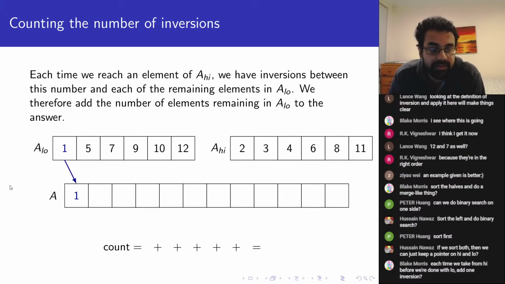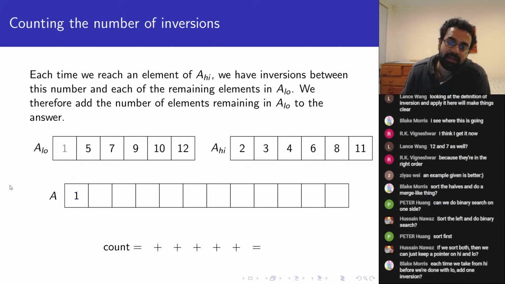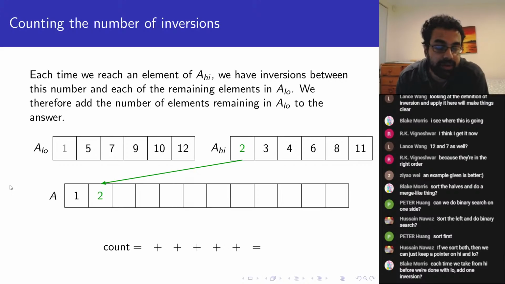This 1 isn't the lesser element of any inversion, because if it was the smaller one, then the bigger one would have to be even earlier, which isn't possible. So now that this 1 is written into the merged array, we can grey it out. Next up, the smallest remaining, by again comparing the first active from A low and the first active from A high, so the 5 and the 2 respectively. The 2 wins, and so that 2 is going to get written into the merged array A.